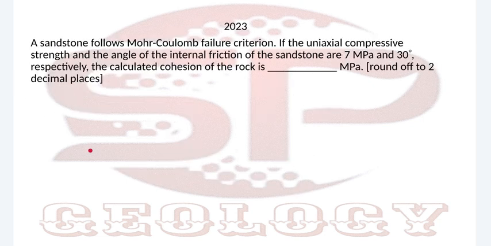The sandstone follows Mohr-Coulomb failure criterion. The angle of internal friction, that is phi, is given as 30 degrees, and the uniaxial compressive strength is given as 7 MPa. Uniaxial compressive strength means that sigma 1 is 7 MPa, then sigma 3 will be 0 because it is uniaxial. So we have to calculate the cohesion, C.